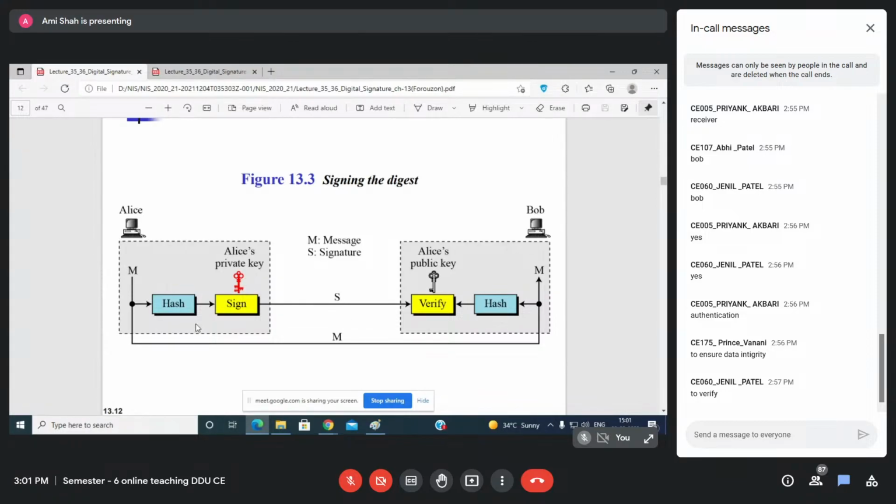Again, I repeat, in this case a digest is made out of the message at Alice's site. The digest then goes to the signing process using Alice's private key. Alice then sends the message along with the signature to Bob. At Bob's side, the same hash function is used, so the digest is created here. With the help of Alice's public key, the verify algorithm also gives a hash. Both digests are compared, and when they match, the message is accepted.